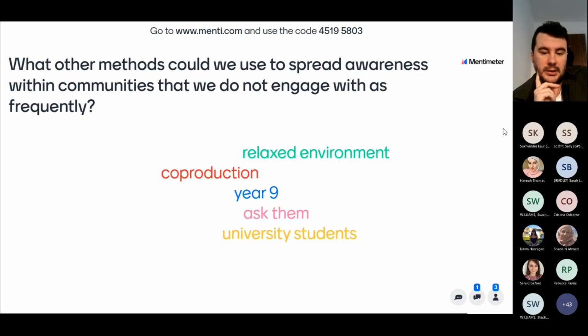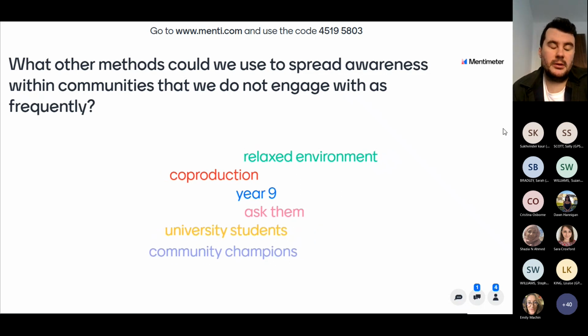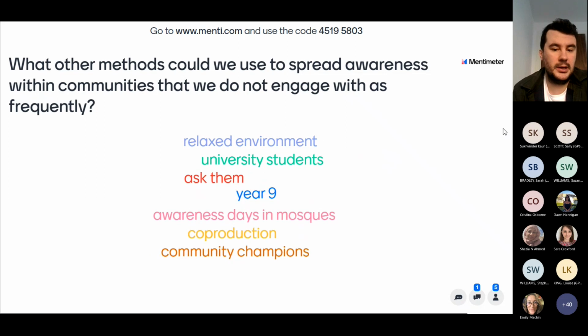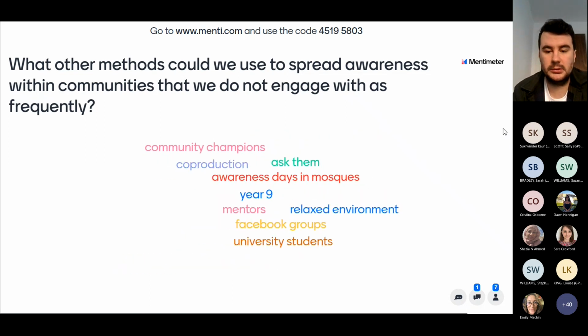Relaxed environment, asking them, co-producing. I think the relaxed environment's a really important one. I think a big barrier that people face is fear around the screening process. So providing a safe and relaxing environment to people can be really helpful to make sure that they're heard and listened to as well. Awareness days in mosques, quite a lot of talk about faith, so one for our team to catch, and community champions, something which I've highlighted already, which is good.